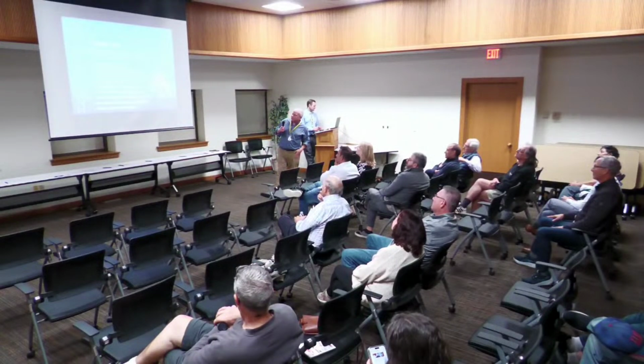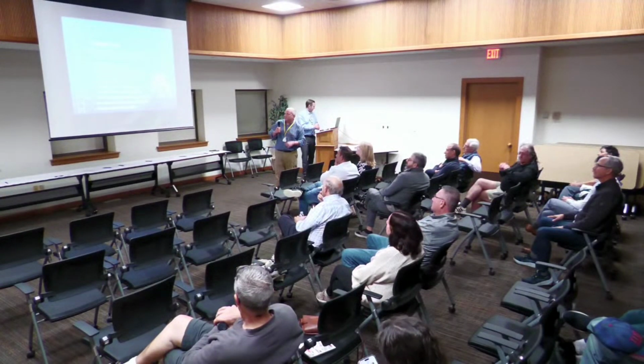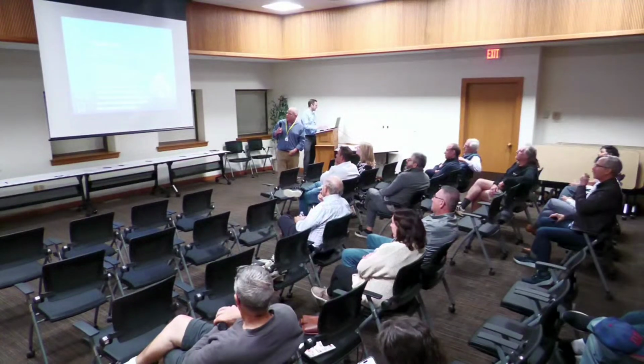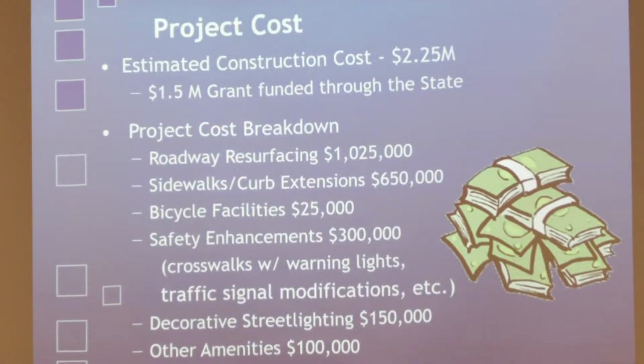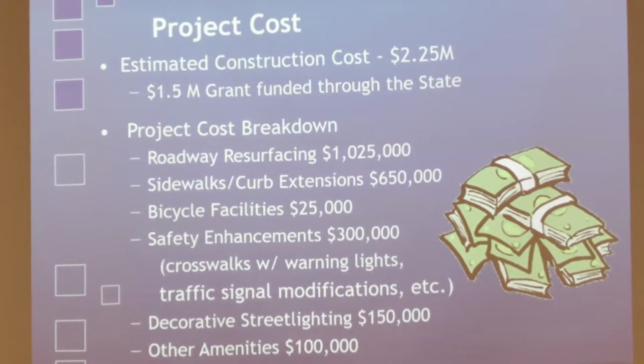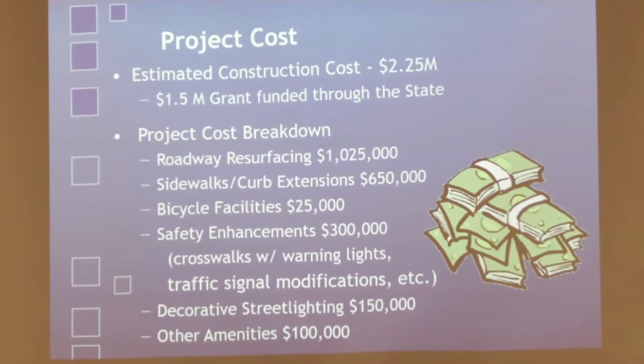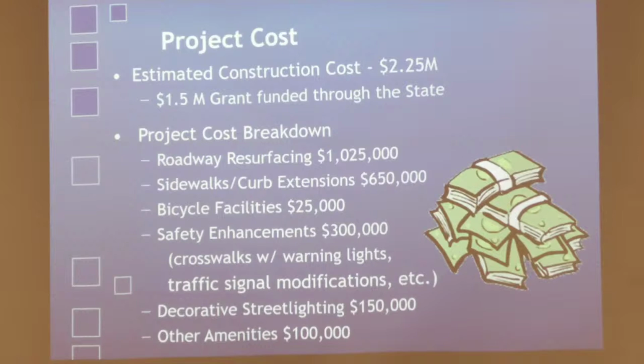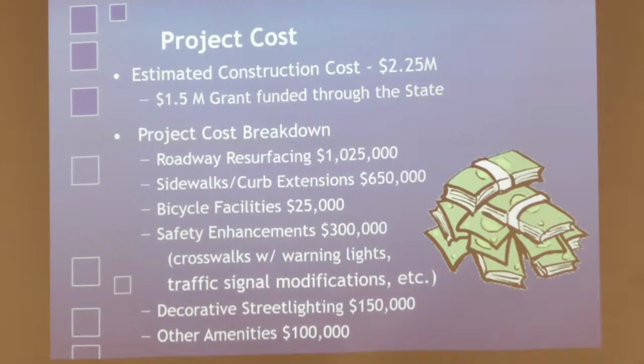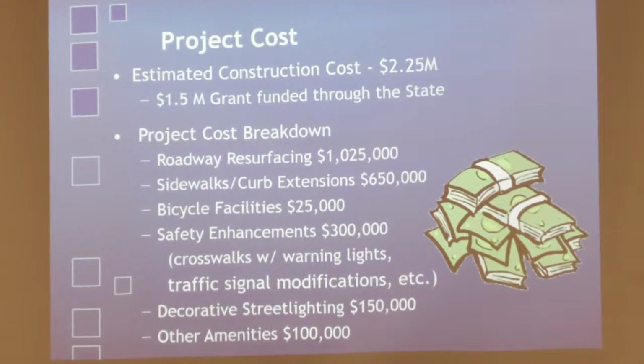Okay, so the project cost is, the resurfacing alone is over $1 million. The sidewalks and curb extensions, $650. Bike facilities, $25,000. As far as bike facilities go, that's pavement markings and signage. Safety enhancements with the crosswalks and curb extensions and the warning lights, and then our traffic signal modifications. The decorative street lighting comes in at $150, and other amenities estimated at $100,000. So the total is up there at the top.